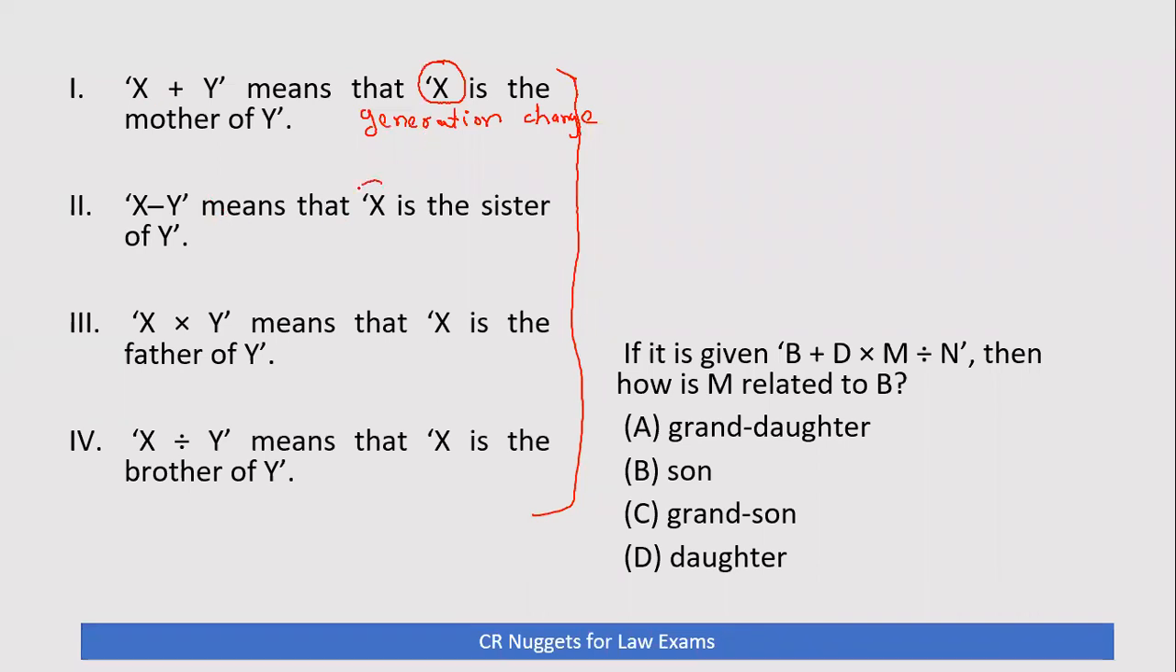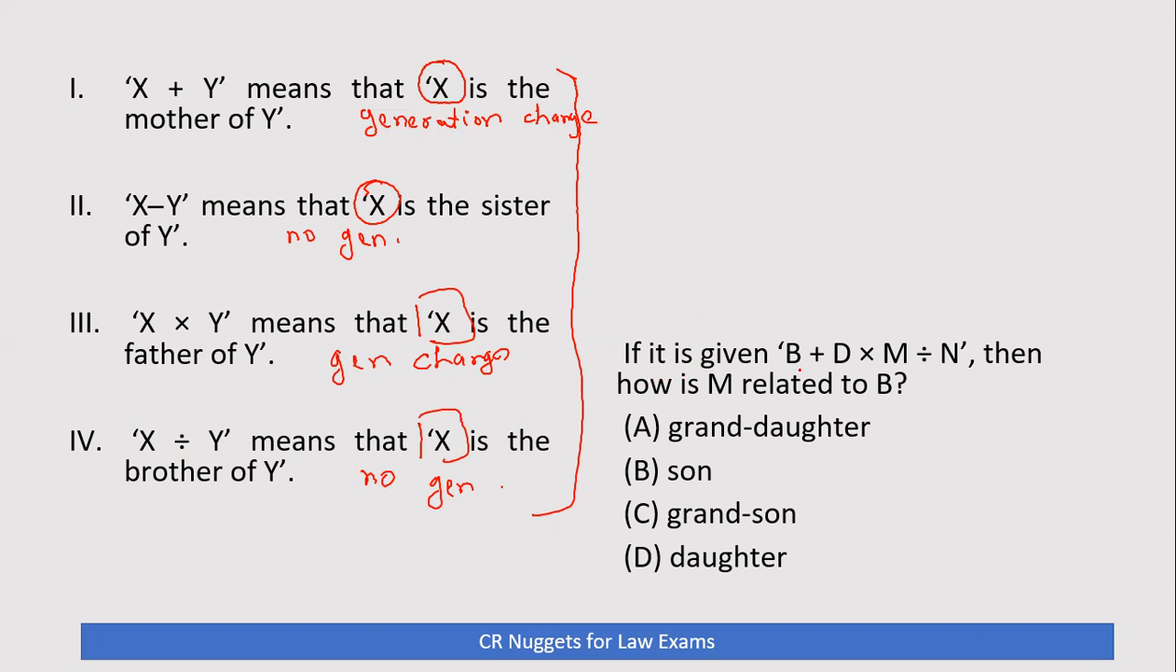X minus Y means again X is female, given as the sister. There is no generation change. And again, I don't know anything about the gender of Y. X into Y means X is the father. And there is again generation change. I don't know anything about the gender of Y. X divided by Y means X is the brother. No generation change. Why these things are important, you will shortly realize. You can solve the question in less than 30 seconds once you have seen this. One question, less than 30 seconds.